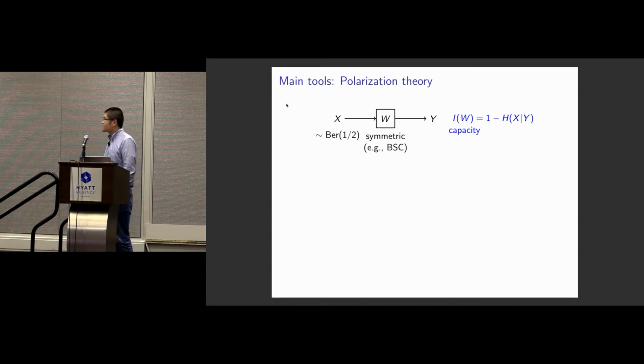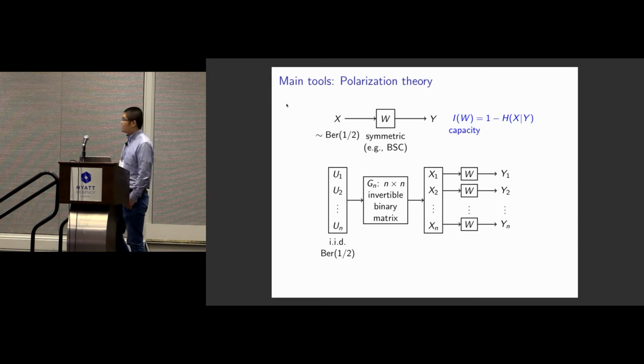We consider the most basic setup where we have a binary random variable with Bernoulli 1/2 distribution. We transmit it through some binary-input channel with symmetric output. For example, you can just think of it as a binary symmetric channel where it flips each bit independently with probability p. For such a symmetric channel, we know that the channel capacity I(W) is equal to 1 minus the conditional entropy of X given Y.